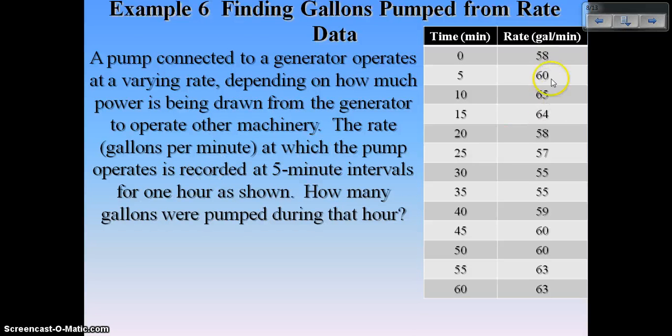The rate, which is given in gallons per minute here, you see in the table, in which the pump operates is recorded at 5-minute intervals for 1 hour as shown. How many gallons were pumped during that hour?